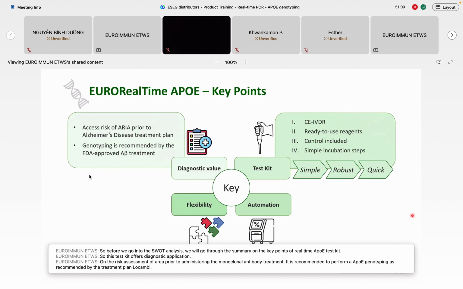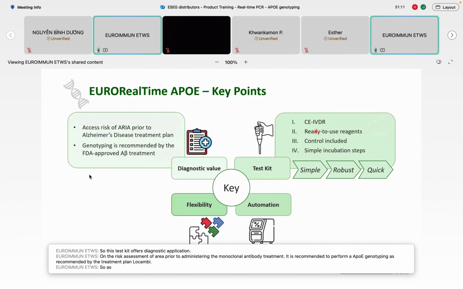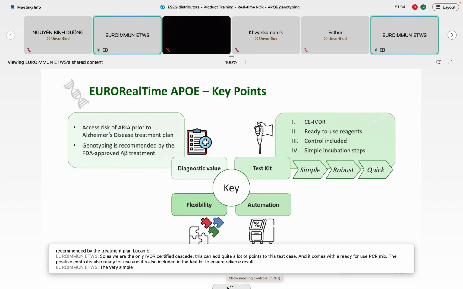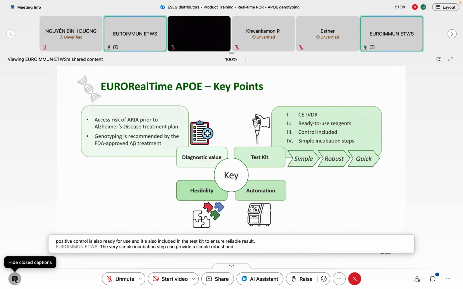Okay, so as we are the only IVDR certified test kit, this can add quite a lot of points to this test kit. And it comes with a ready for use PCR mix. The positive control is also ready for use, and it's also included in the test kit to ensure reliable result. The very simple incubation step can provide a simple, robust, and quick turnaround of this test kit.